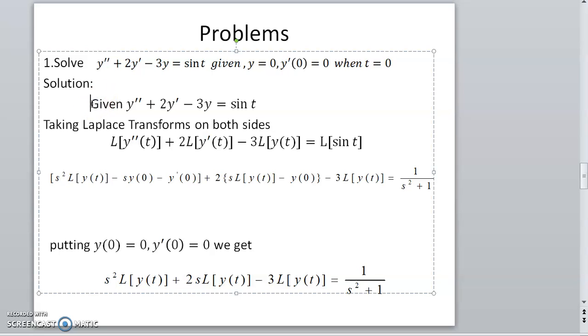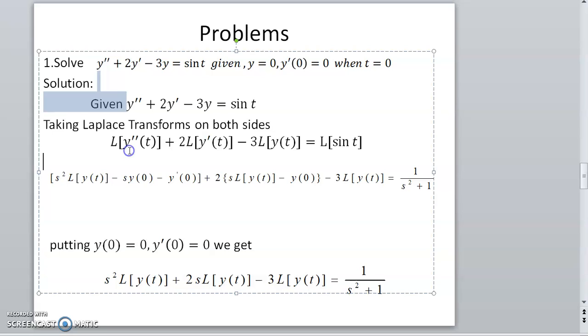Already I explained 3 steps to work. The first step is you write the given differential equation, y double dash plus 2y dash minus 3y equal to sin t, taking Laplace transform on both sides. The operator of Laplace transform is L, so put L on both sides. We get L of y double dash plus 2y dash minus 3y equal to L of sin t. Laplace transform satisfies the linearity condition. Therefore, we put L on each term. L of y double dash of t, take out the constant 2, L of y dash of t, minus 3 into L of y of t equal to L of sin t.